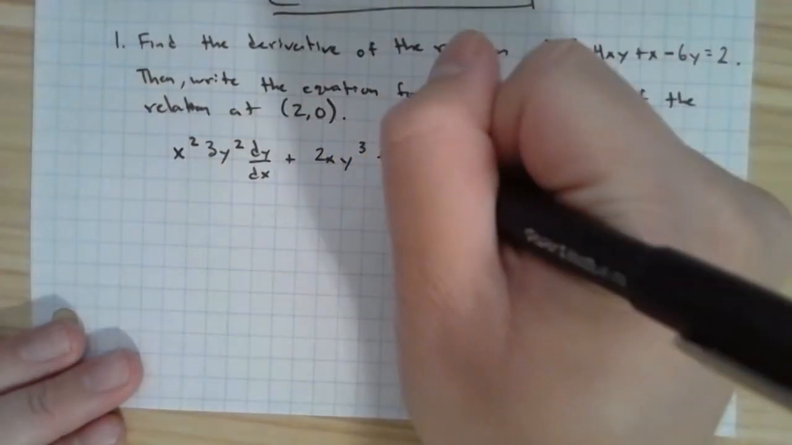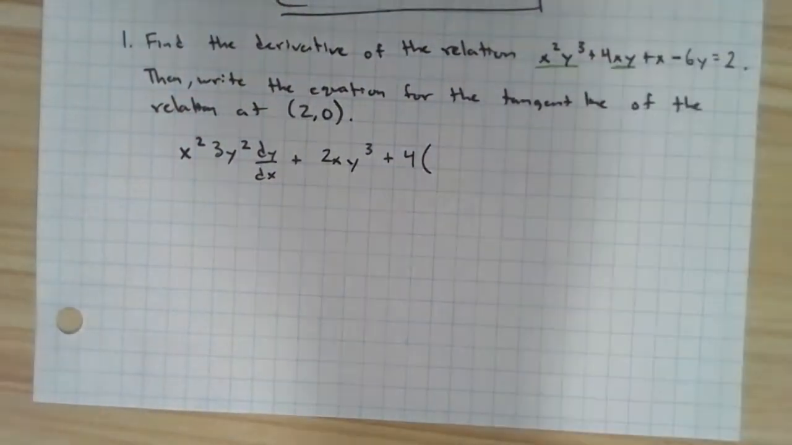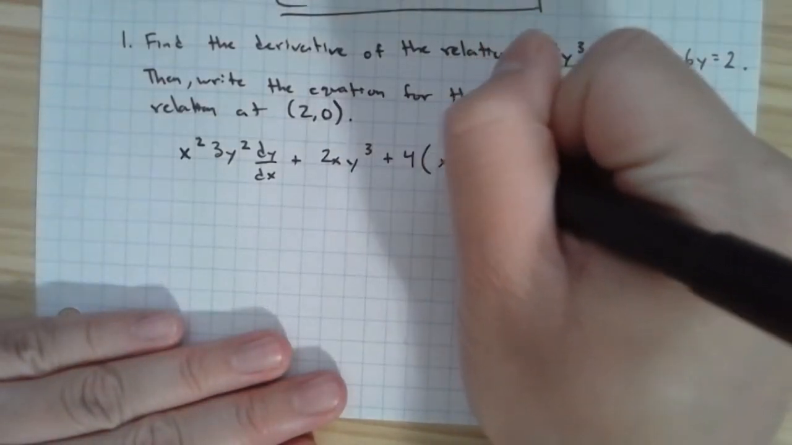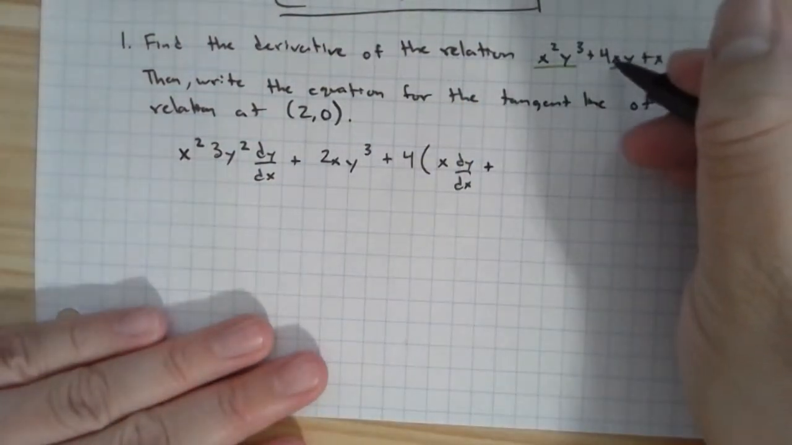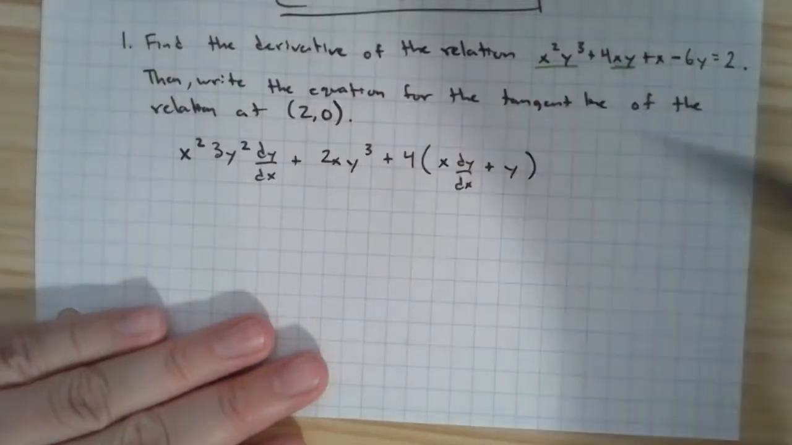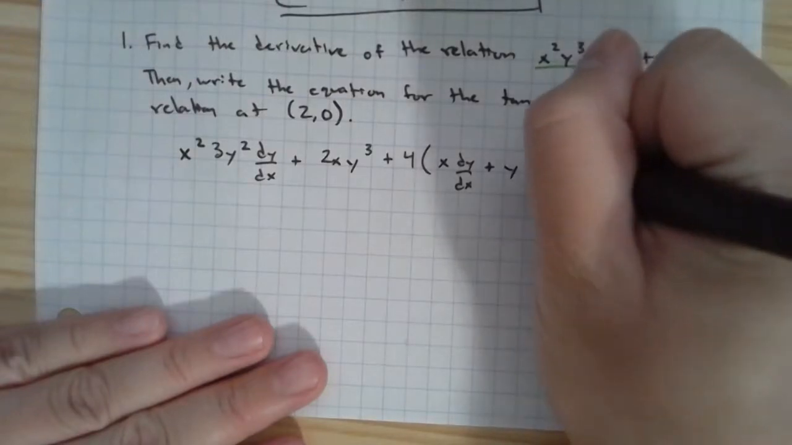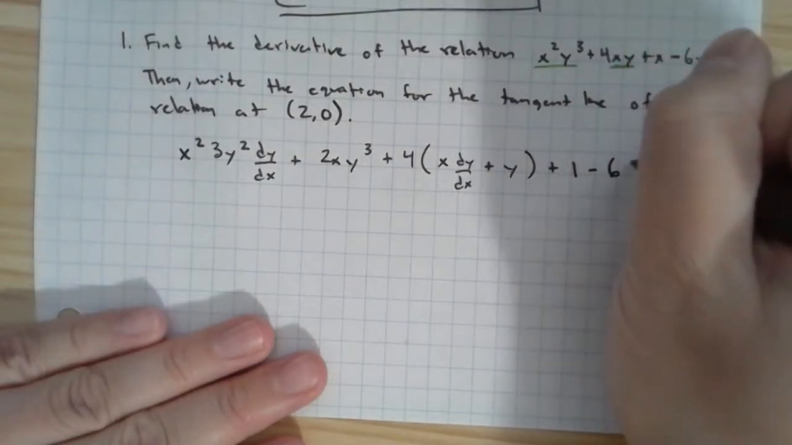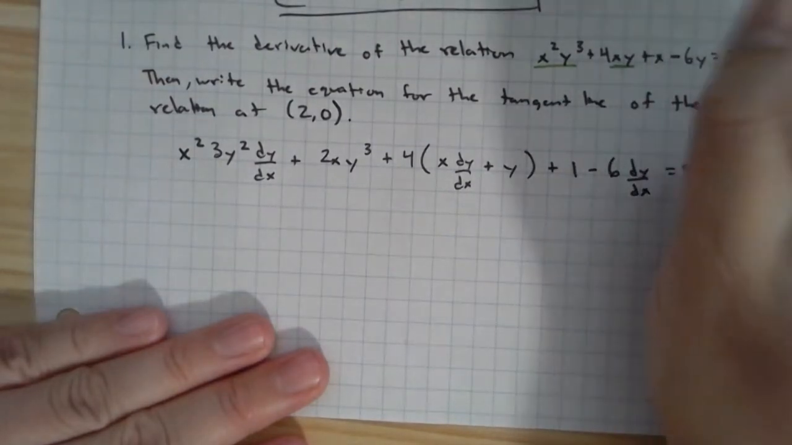Okay, plus 4 times, okay, and then notice you have xy. So that right there is the product rule again. Okay, so the derivative of y, that'll be x dy dx, because the derivative of y is just 1, plus the derivative of x, so you get just y. Okay, and the 4 is a coefficient, so I just left it there. Derivative of x is just 1, so plus 1. And then the derivative of negative 6y will be negative 6 dy dx. Okay, and then that's equal to derivative of 2 is 0.